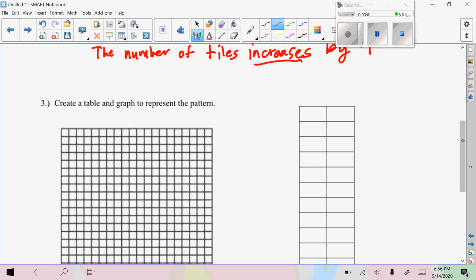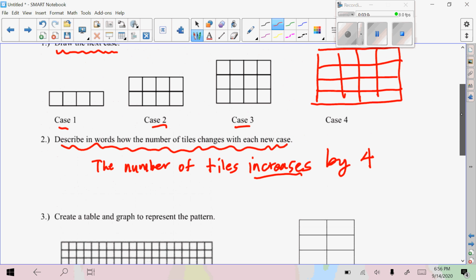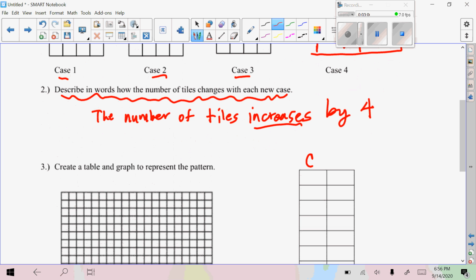But we have two variables here. We have the case number, which is the independent variable, and then we have the number of tiles, which is the dependent variable. Now in case 1, you should see there's 4. On case 2, there's 8. Case 3, there's 12, and so on. Think about how many would be at case 0. Go ahead and fill that table in.